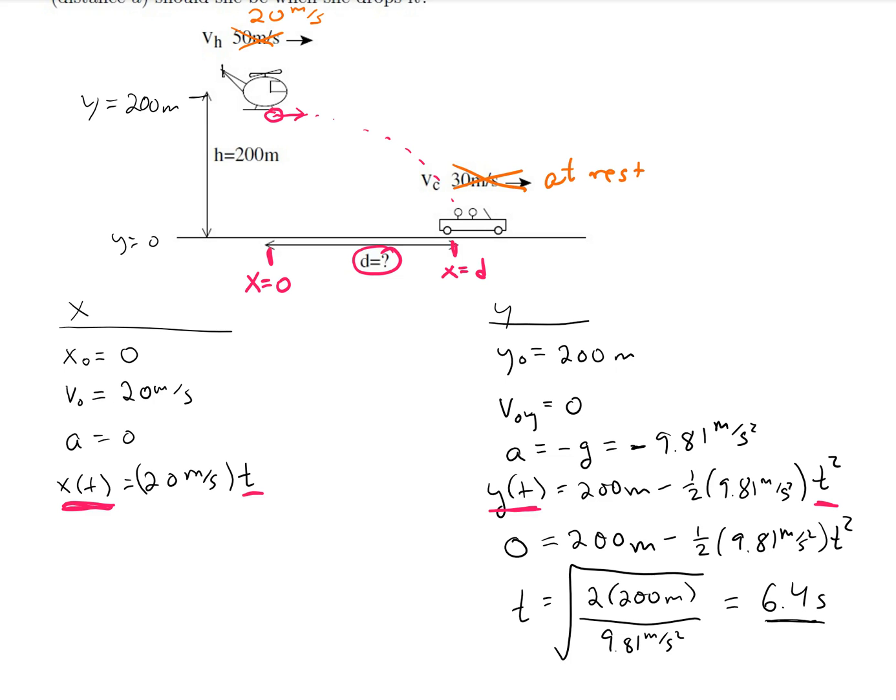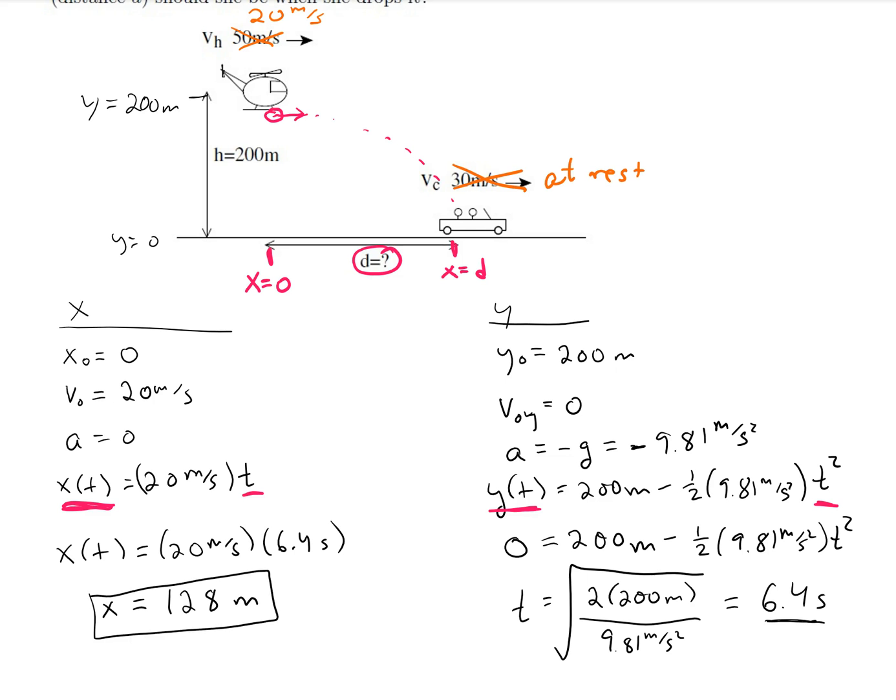And so we can go ahead and plug that time in here and say x of t equals 20 meters per second times 6.4 seconds. And so that should be 128 meters. So x equals 128 meters when the water balloon hits the ground.